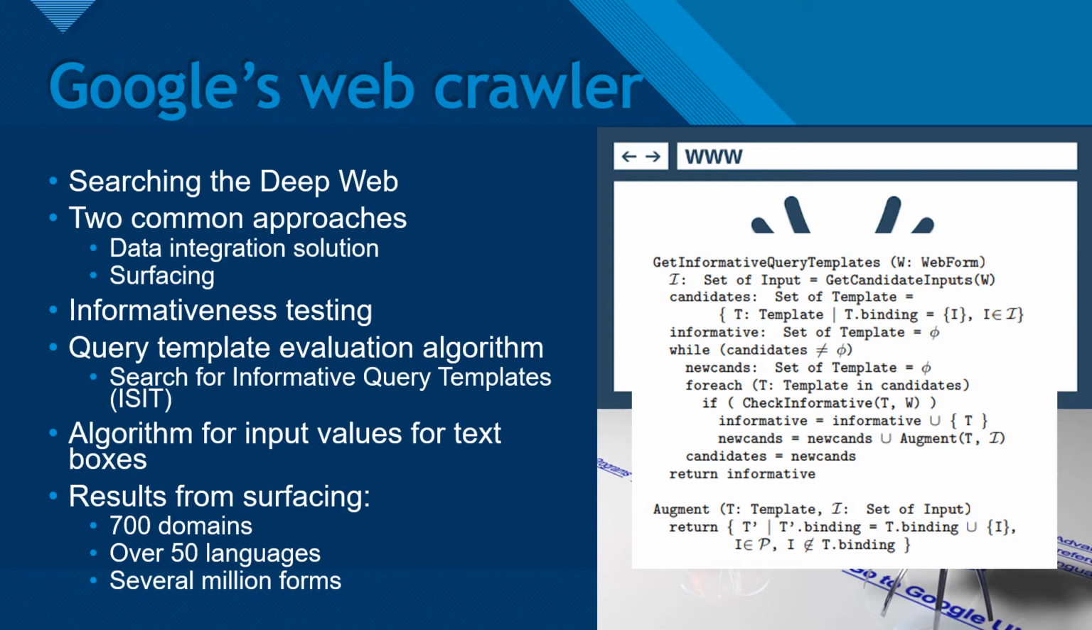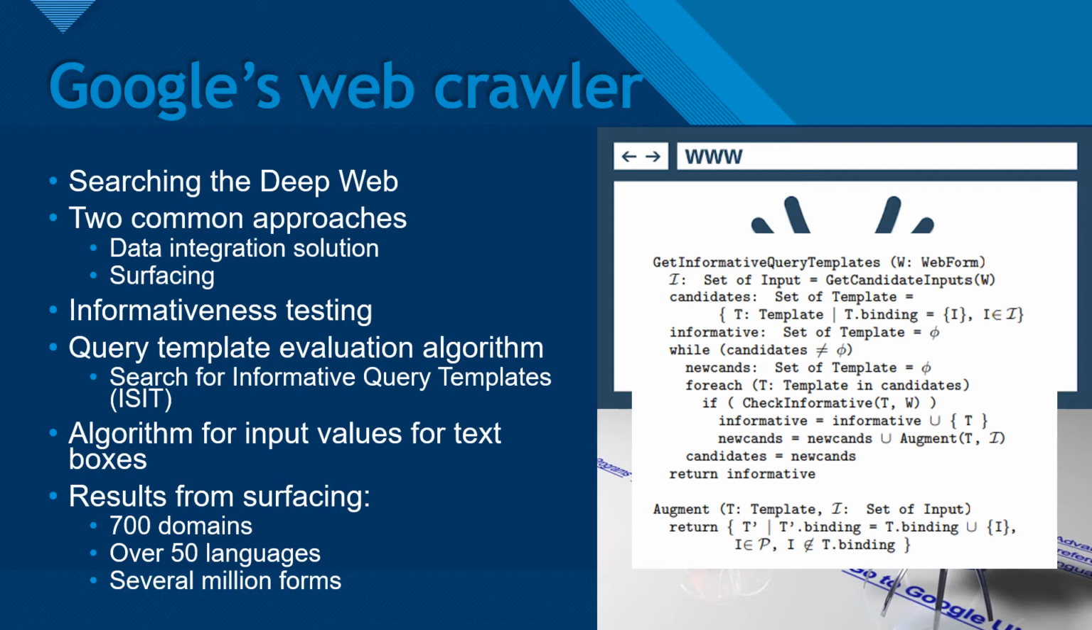The ISIT algorithm searches through the space of the templates in a bottom-up fashion, starting with single binding input templates. Starting from dimension 1 candidate templates, the getCandidateInputs method selects inputs to be considered, which are select menus and text boxes. Any other inputs are set to default values. Then the checkInformative method tests the candidate templates for informativeness.